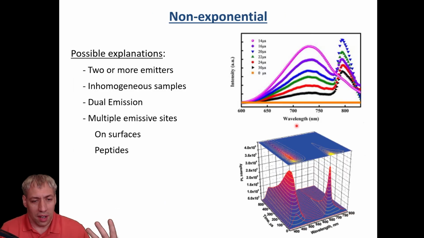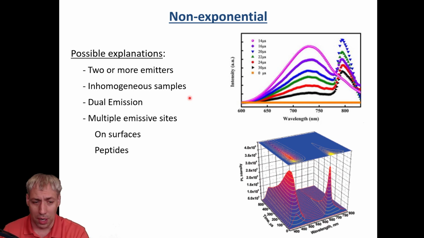The reason you might have that is you might have multiple emitters. You might have an impurity that emits and has a different lifetime. Your sample could be inhomogeneous. This happens in protein structures where you have, like, a hydrophobic versus hydrophilic pocket. The emitter is going to behave differently in those pockets. You might have dual emission, a molecule that uniquely emits from two states. You could also have multiple emissive sites on a surface, on peptides, in an inhomogeneous polymer. Maybe one molecule is at a grain boundary and the other one's not, and you have different emission lifetimes. And so you might see multiple emission peaks, but you might also have multiple lifetimes associated with that.